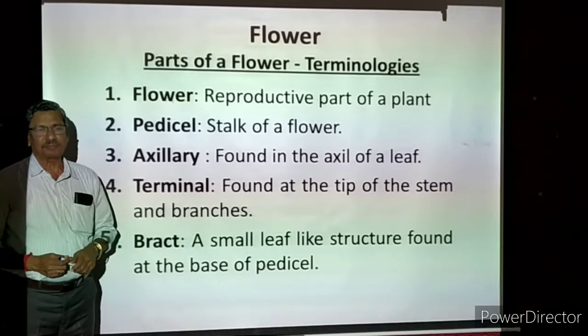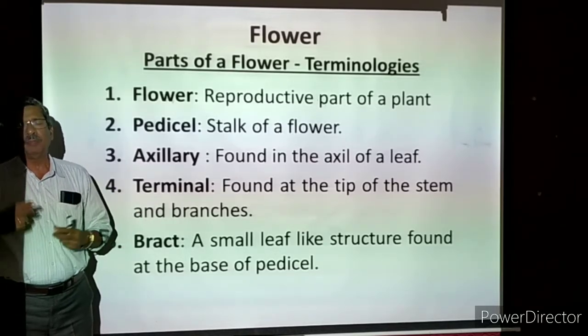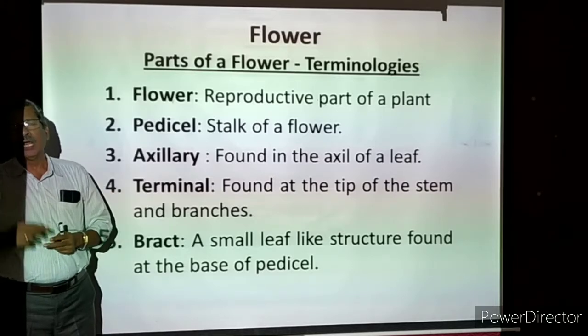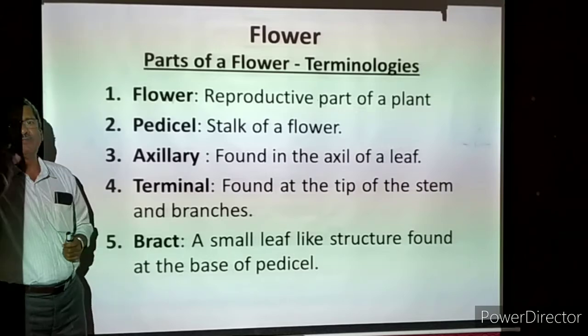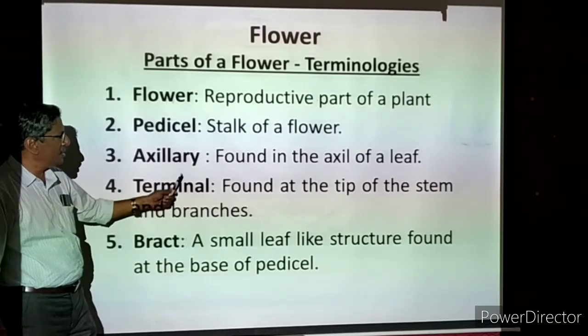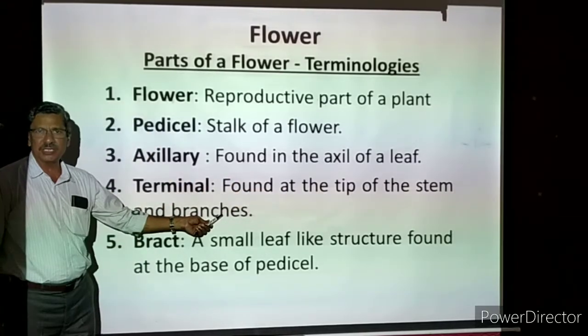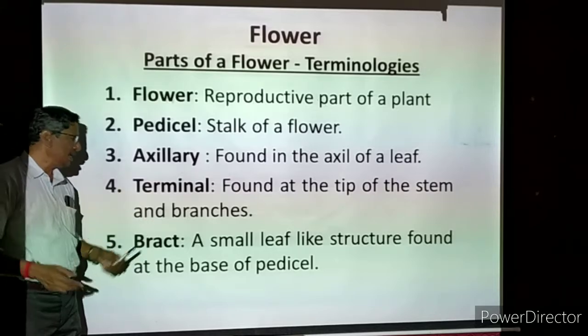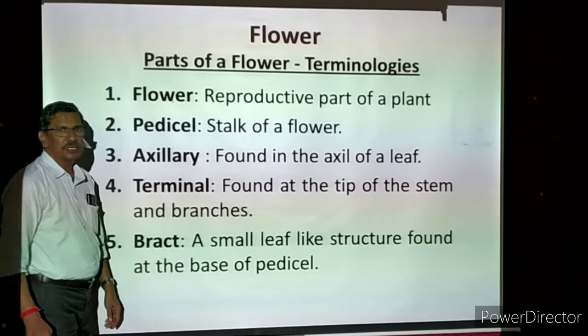Terminal flower. This flower is present at the tip of the branch. Maybe the branches are divided and finally thin branches will be there. At the tip of each thin branch, one flower will be present. That is called a terminal. So the terminal flower is found at the tip of the stem and branches. Main stem or branches, everywhere you can find that. Terminal. Then we are going to study about bract.